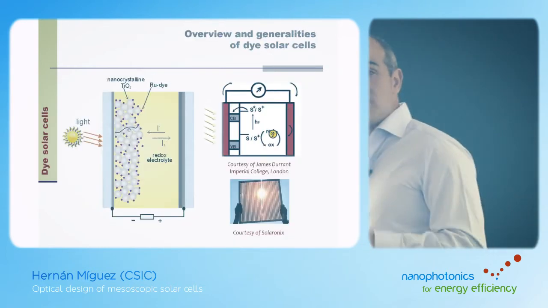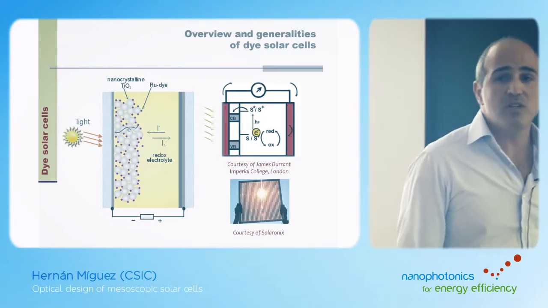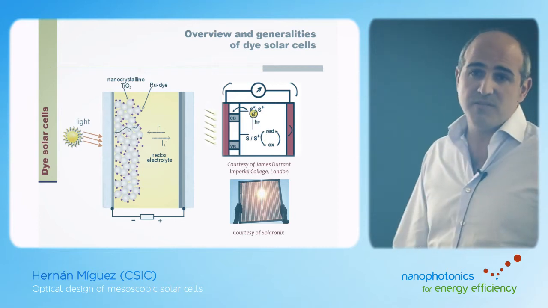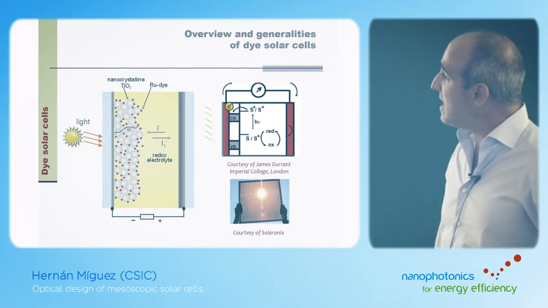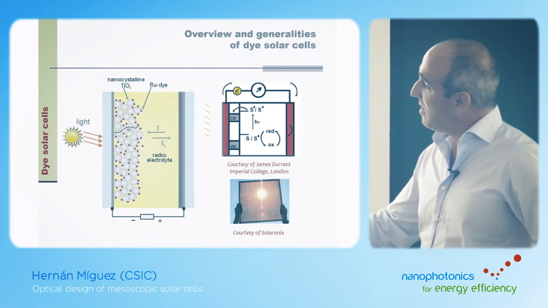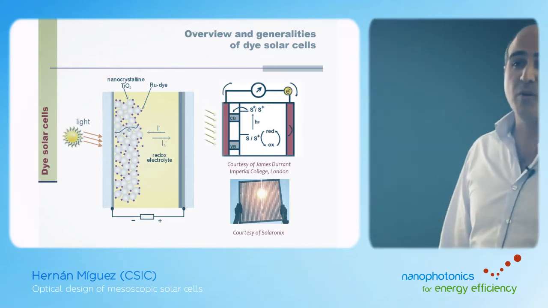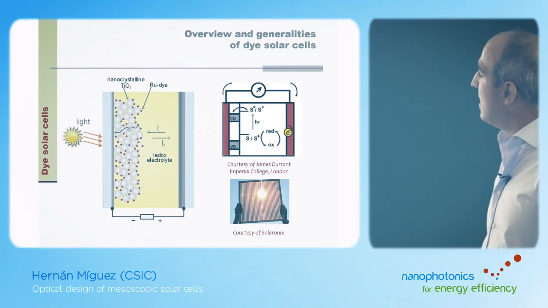Having said that, I'm going to start talking a little bit about the mesoscopic solar cells. And the first one I want to discuss, which is the one I have been using as a platform to test different optical materials, is the dye-sensitized solar cell, which is basically a thin film cell, and thin in this case means from 2 to 10 microns, depending on how you prepare it.